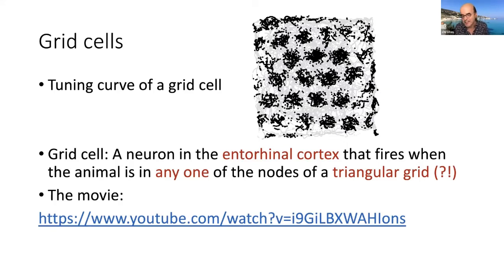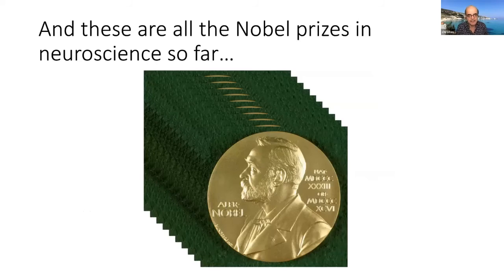And it's amazing that 200 years later, we found out that the brain has geometry, and it's not what Kant thought it was, the brain's geometries. That's an interesting aside. Cool. So these are the Nobel Prizes in neuroscience so far.